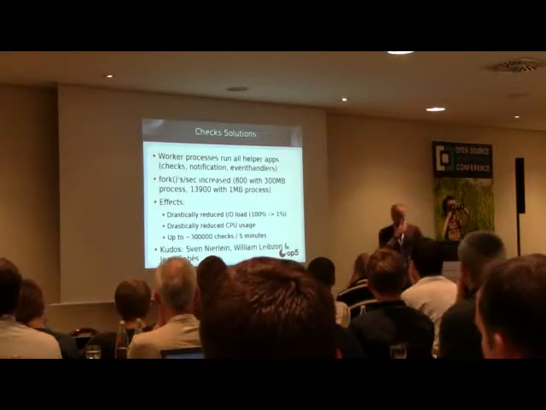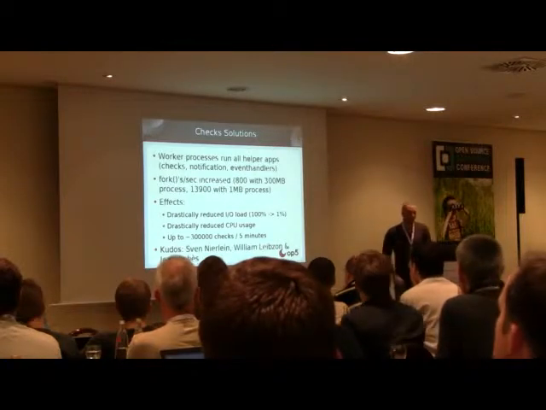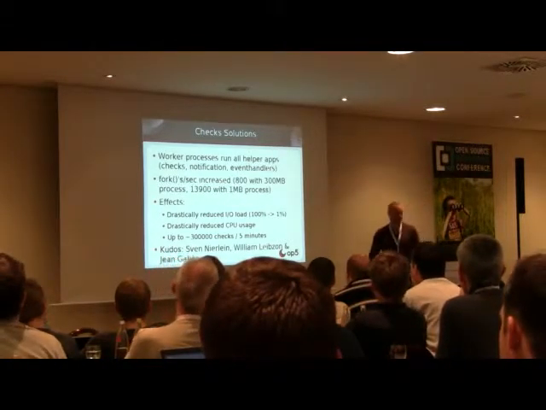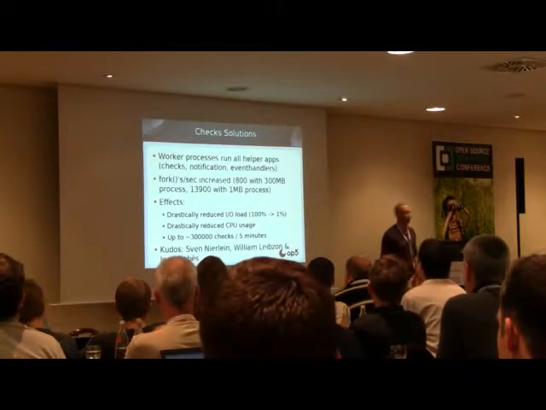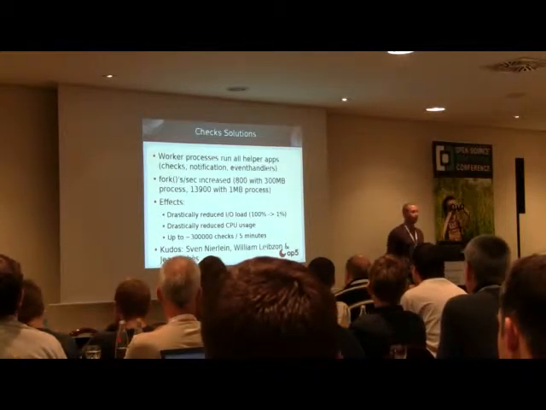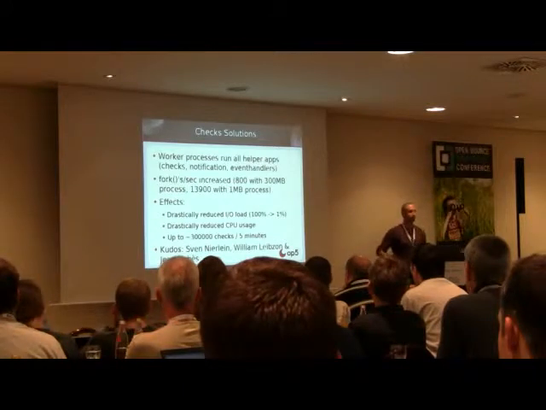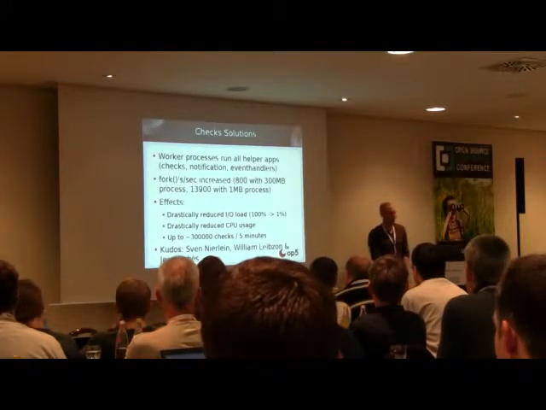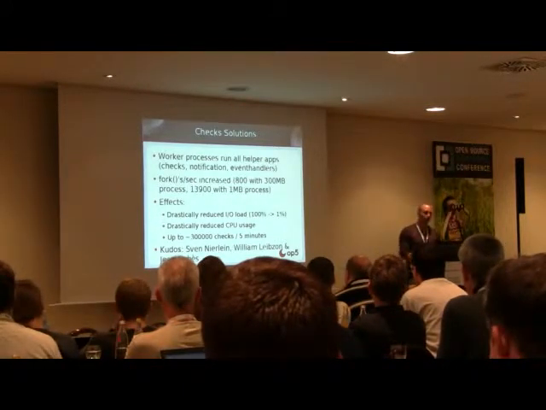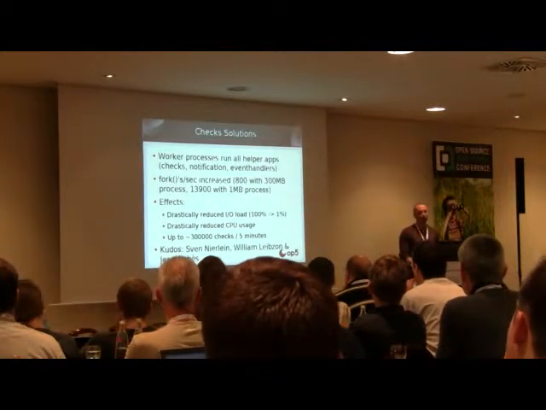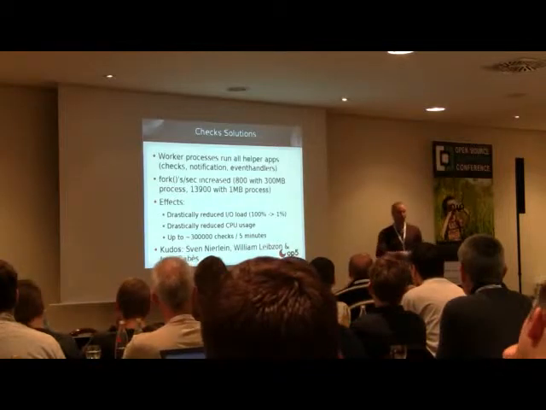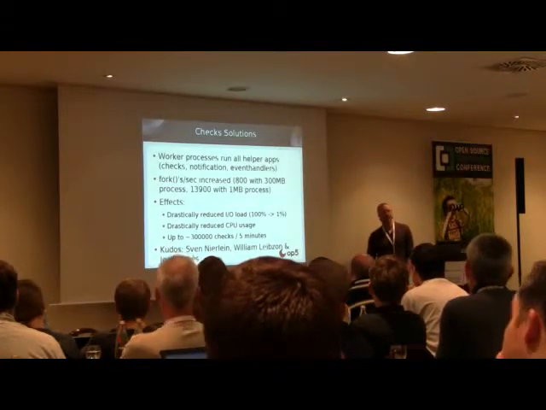Check execution. This is the big one, which I've been working on for several months. Worker processes take care of running all the helper apps. The helper apps are, for instance, plugins or notification scripts or event handler scripts or performance data scripts. One interesting thing here is that the worker processes are pretty small. And I hadn't really counted on this, but the number of forks we can do per second increased a lot.